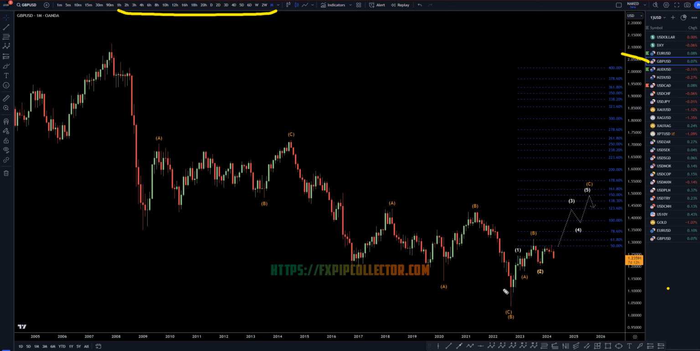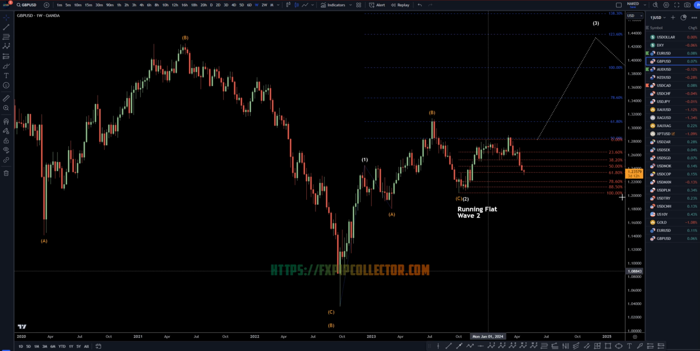So on the pound dollar, I still think there's a very good likelihood that this is going to make a higher low, and I still think it is going to end up eventually continuing back up, most likely eventually taking out these highs. I think it is more likely an expanding flat or possibly a running flat on the monthly time frame.